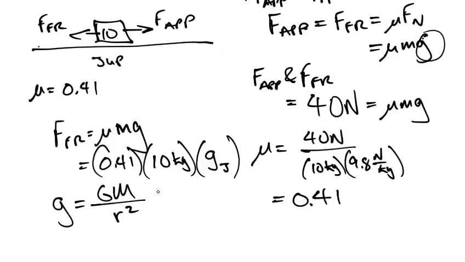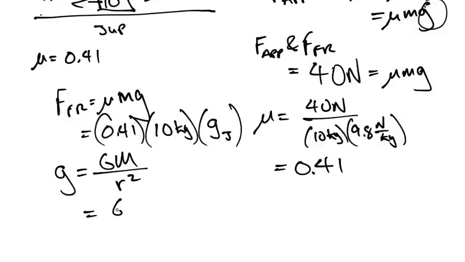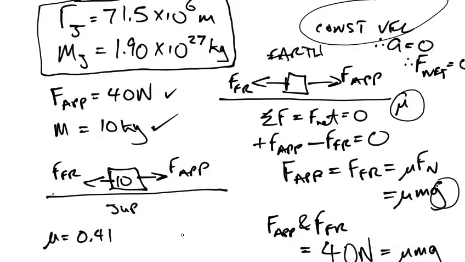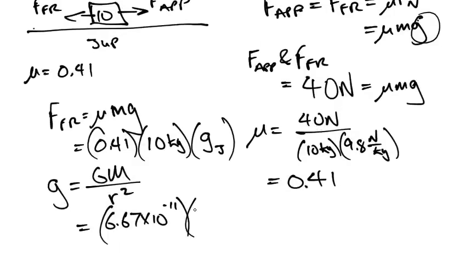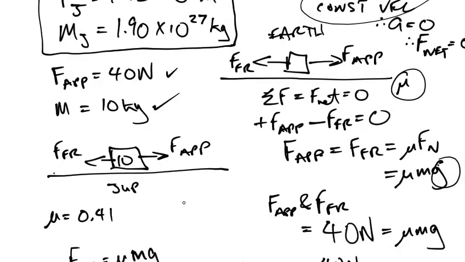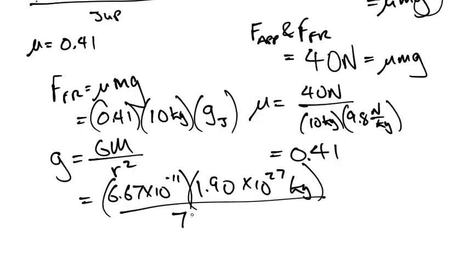Fortunately, we've written the values of the mass and the radius of Jupiter previously. We knew we would need that. Mass of Jupiter is up here, 1.90 times 10 to the 27, divided by the radius, which is 71.5 times 10 to the 6 meters. And remember, that's squared.